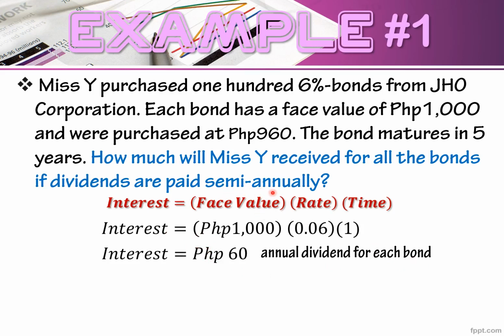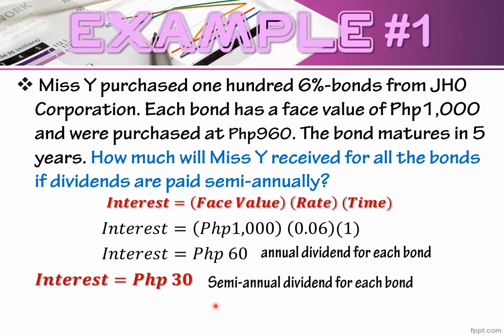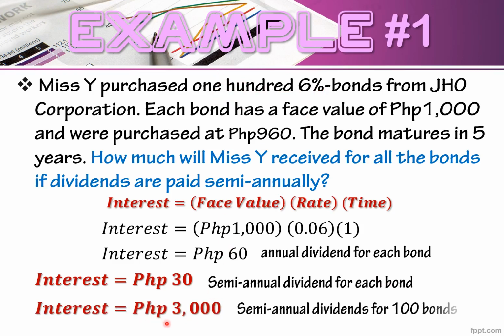But we are looking for semi-annually. So every 6 months. That means we will divide this by 2. So that will be 30 pesos, or this is the semi-annual dividend for each bond. And then since she bought 100 bonds, multiply 30 by 100. So the dividends will be 3,000. That will be the semi-annual dividends for 100 bonds, or 6,000 if the payment is annual only. 6,000 pesos will be the annual dividends of Miss Y.